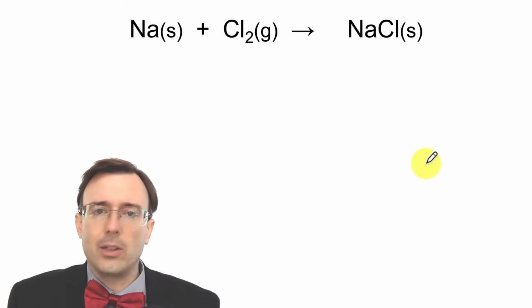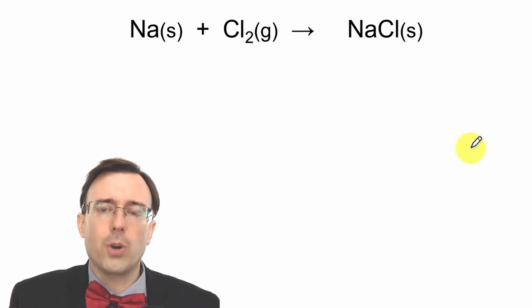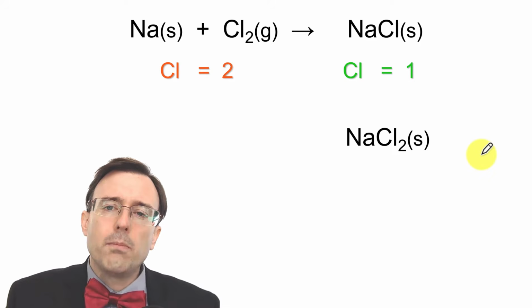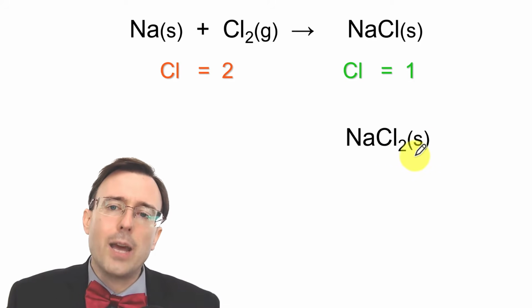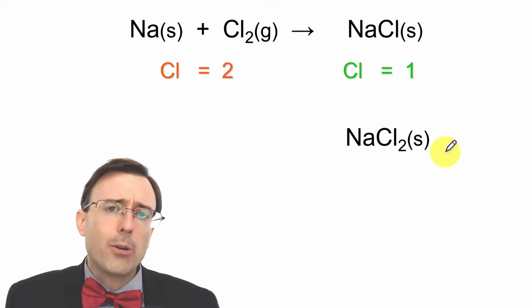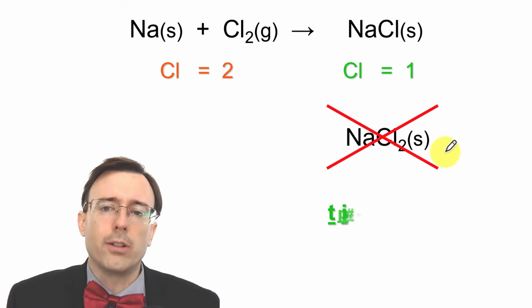So let's go ahead and look at chlorine. On the left side, we have 2 chlorines because we have this 2 subscript here, but on the right side, there's only 1 chlorine. So chlorine so far is not balanced. How can we balance it? You might be tempted to do this. You might be tempted to put a 2 after NaCl to make it NaCl2, and that would probably be the fastest way to balance this chemical reaction. However, that would be completely wrong.